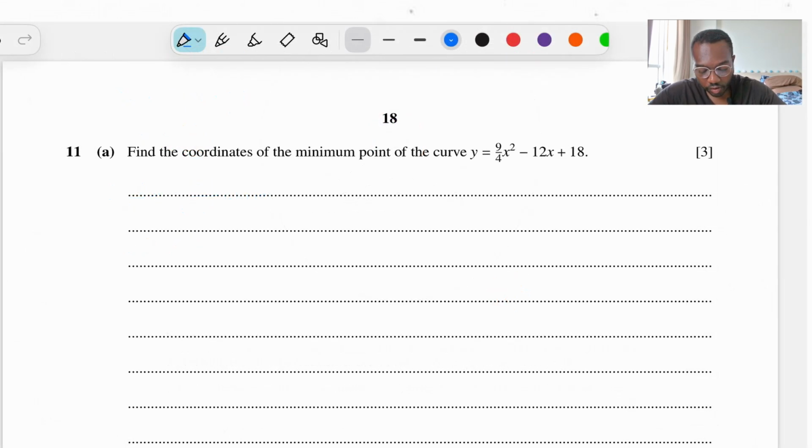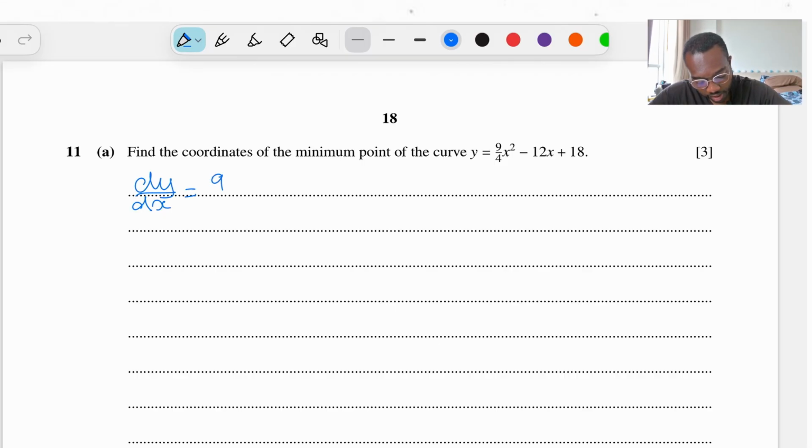So this question means to find the coordinates of the minimum point of the curve of y equals 9 over 4 x squared minus 12x plus 18. So first thing first, we need to differentiate. So dy over dx, what would that be? If we do 9 over 4 times 2, that gives me 18 over 4. 18 over 4 simplified down is 9 over 2.